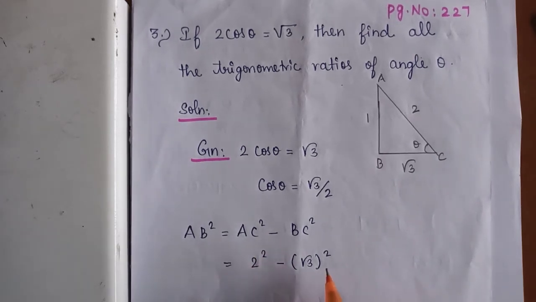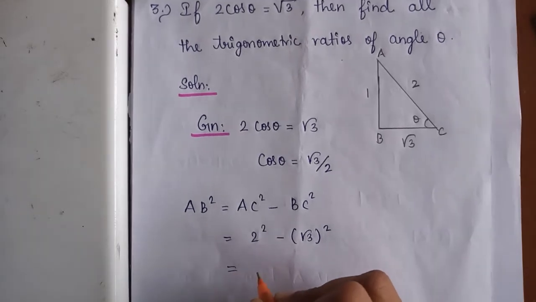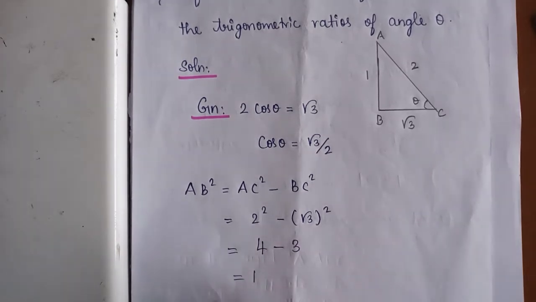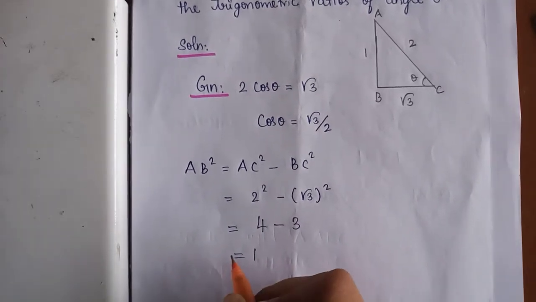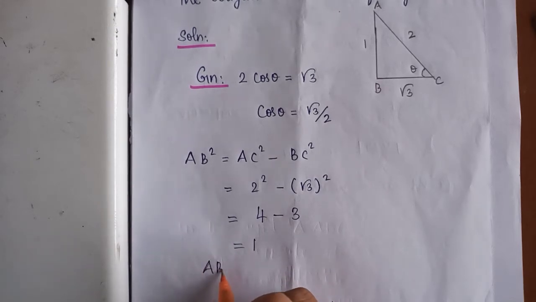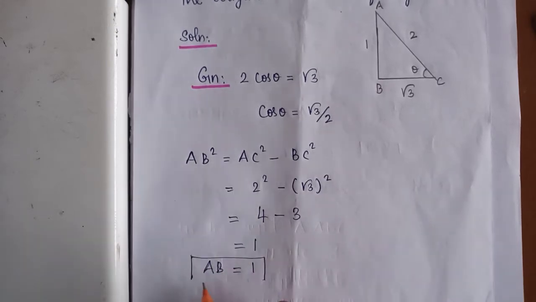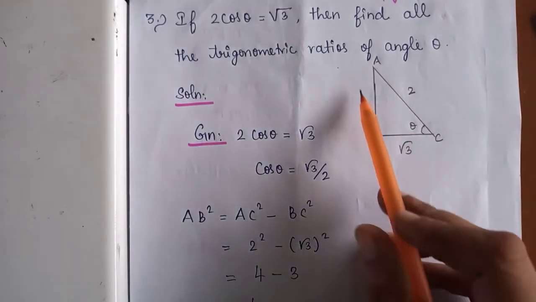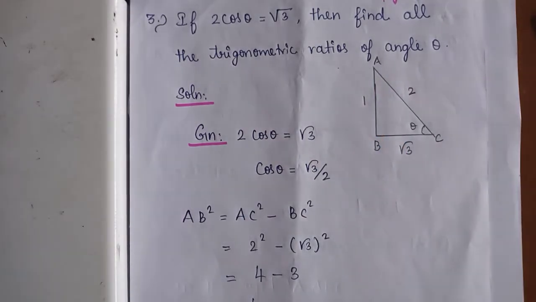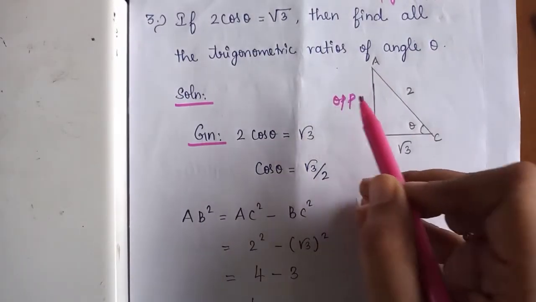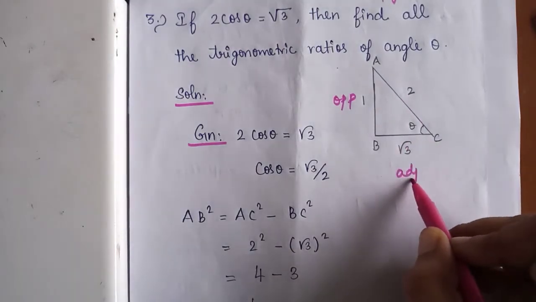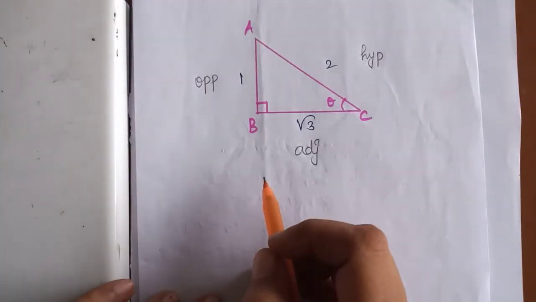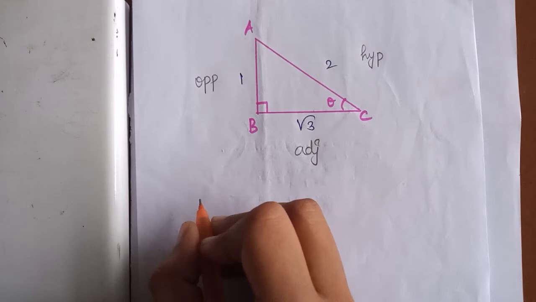So 2 square minus root 3 the whole square, which is equal to 2 square is 4 minus root 3 the whole square is 3. So 4 minus 3 is 1. AB is equal to root 1, that is nothing but the value of AB is equal to 1. So now we have found the value of AB. So this is your opposite side and this is your adjacent side and hypotenuse is 2. By using this figure, we can easily find the remaining 6 trigonometric ratios.